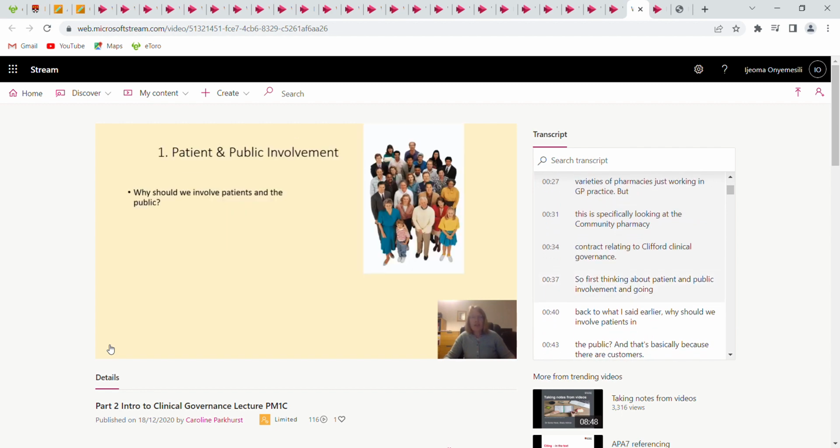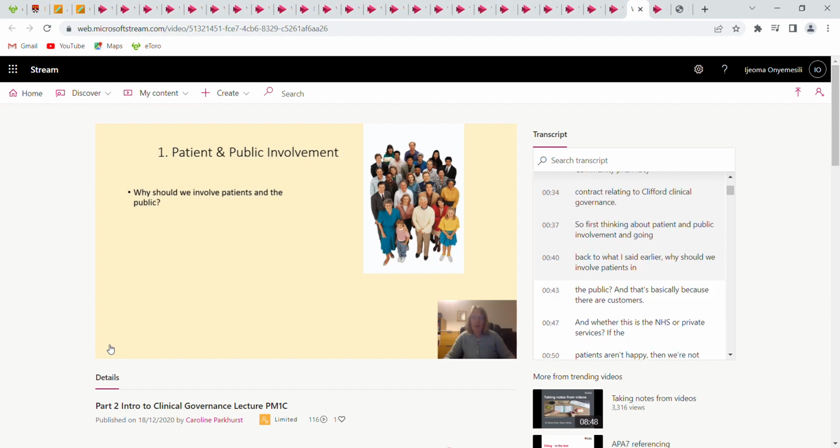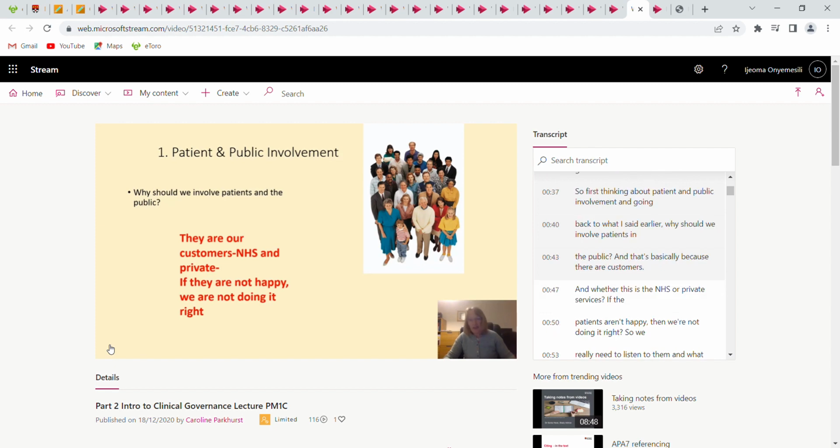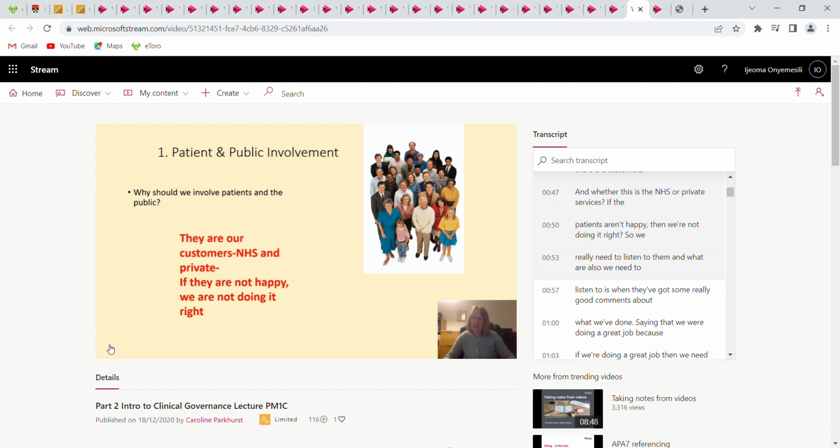So first, thinking about patient and public involvement, and going back to what I said earlier, why should we involve patients and the public? And that's basically because they're our customers, and whether this is the NHS or private services, if the patients aren't happy, then we're not doing it right. So we really need to listen to them. And what also we need to listen to is when they've got some really good comments about what we've done, saying that we're doing a great job, because if we're doing a great job, then we need to spread that practice elsewhere. So it's very important to listen to patients.